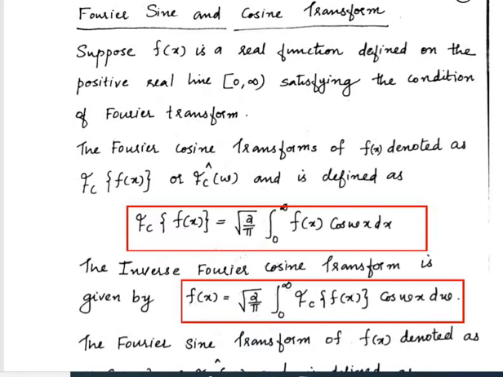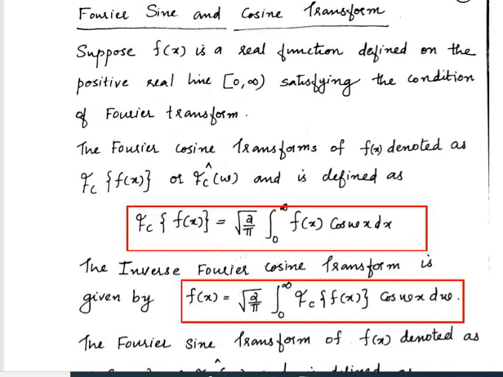As in the previous lecture we have learned, the Fourier transform is defined from minus infinity to plus infinity, that is the whole line. But the Fourier sine and cosine transform is defined only for positive terms, that is from 0 to infinity. So first we define what the Fourier sine and cosine transform is. Suppose f of x is a real function defined on the positive real line, closed 0, open infinity, satisfying the conditions of Fourier transform.